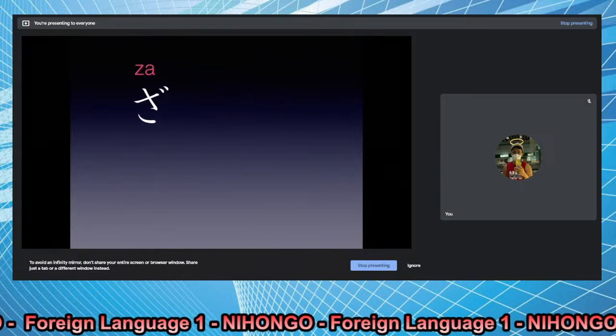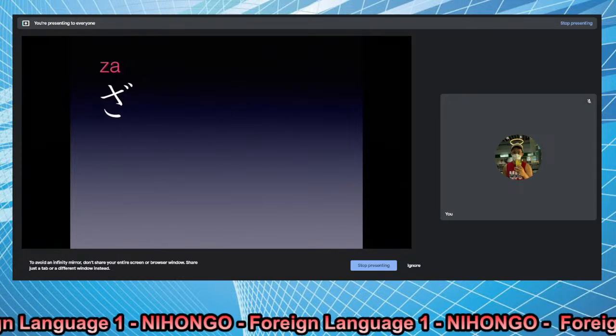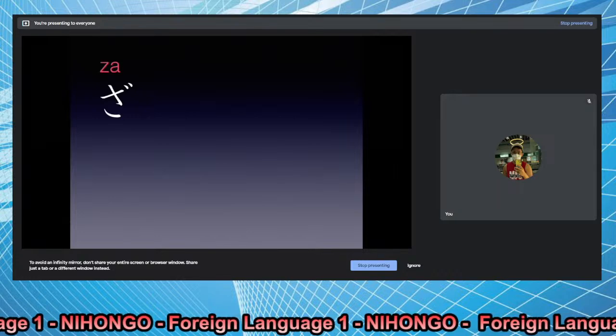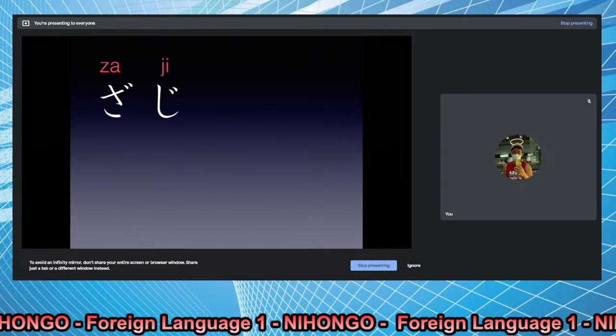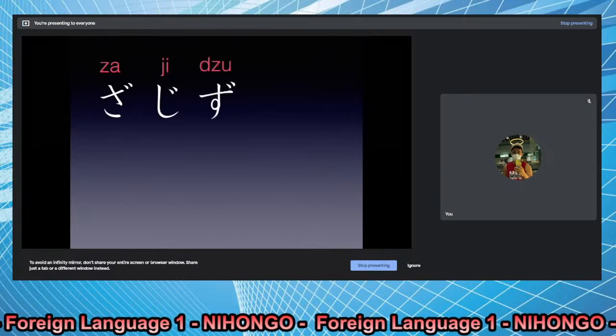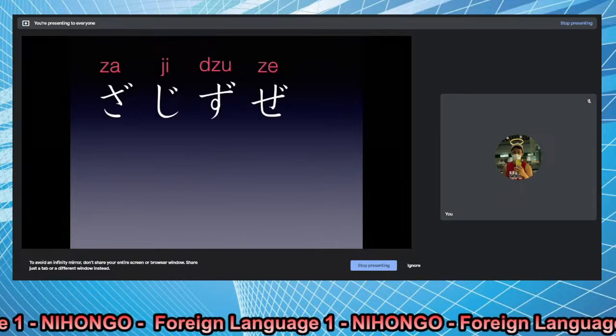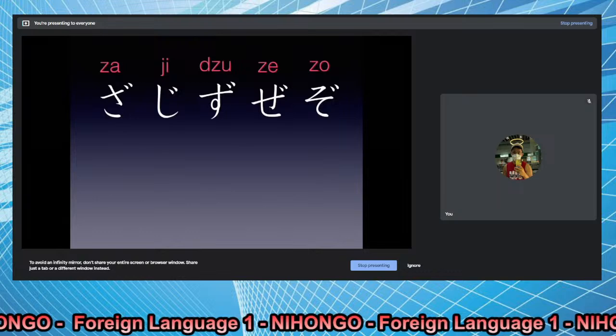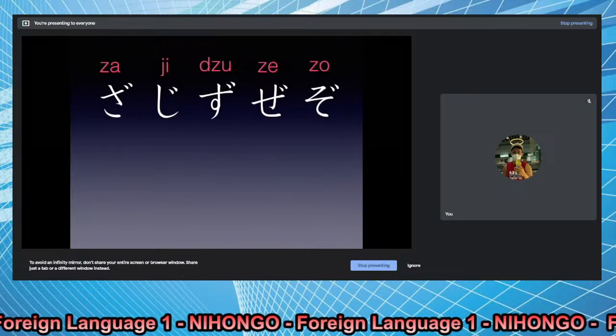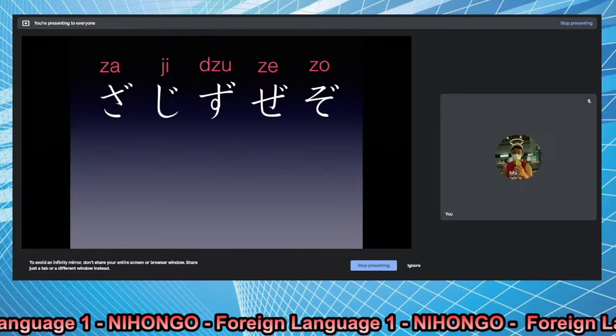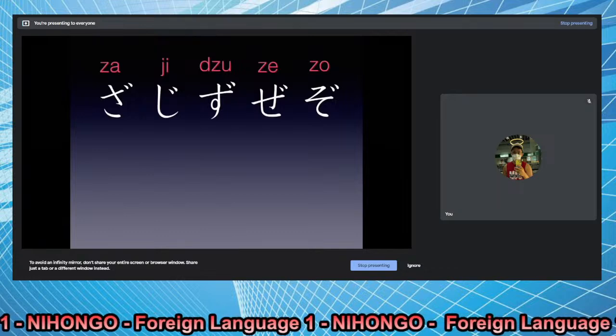Okay, let's go over the Z sounds in hiragana. This is za, ji, zu, ze, zo. Za, ji, zu, ze, zo.